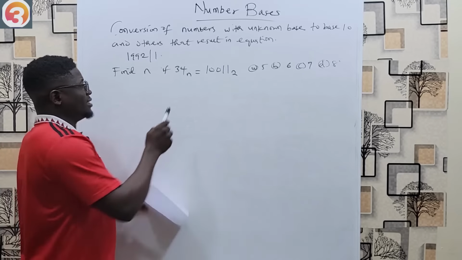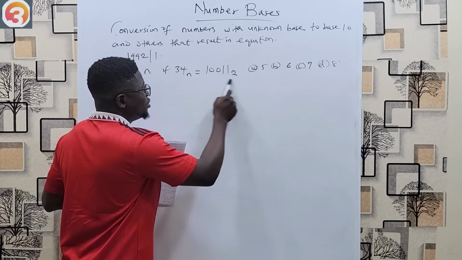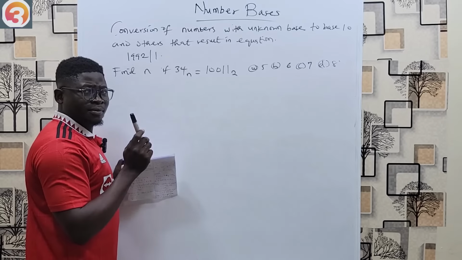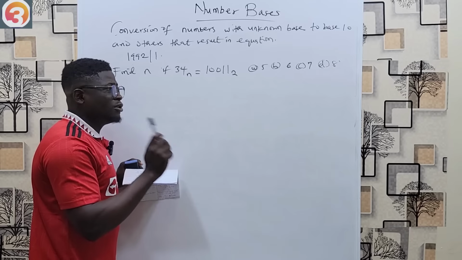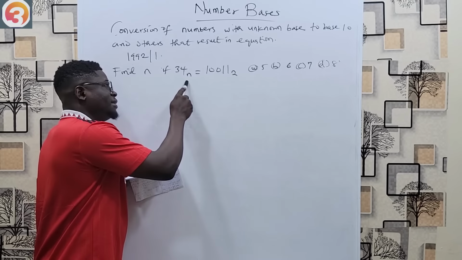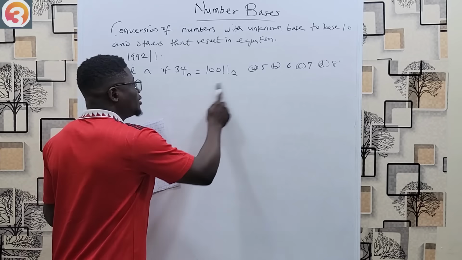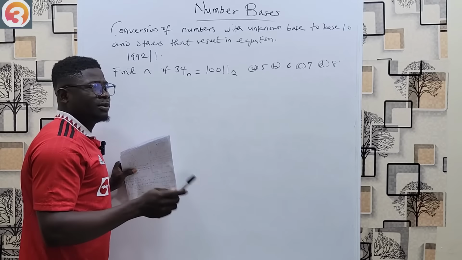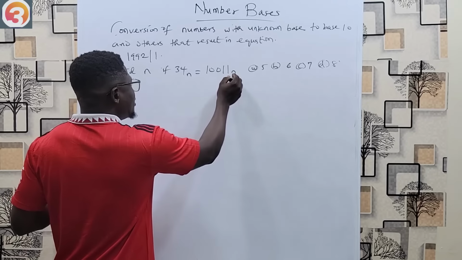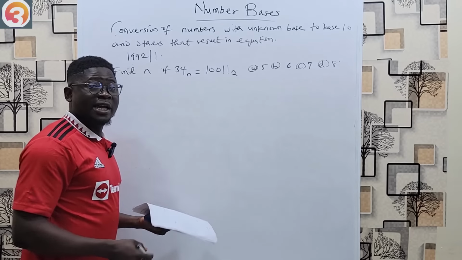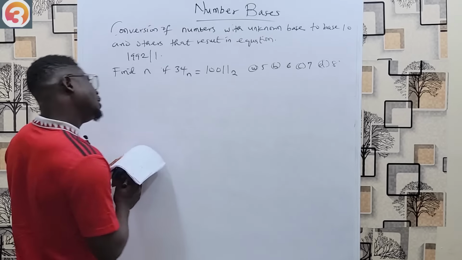What do you notice from here? What you notice here is that the bases are not in unity. That's the first thing you notice. The bases are not in unity, in the sense that this one is in base n, while this one is in base 2. So you have to make sure that they are both in base 10 first before you can even solve. So you convert this one to base 10, convert this one to base 10, and then you can find your n. So let's do that quickly.